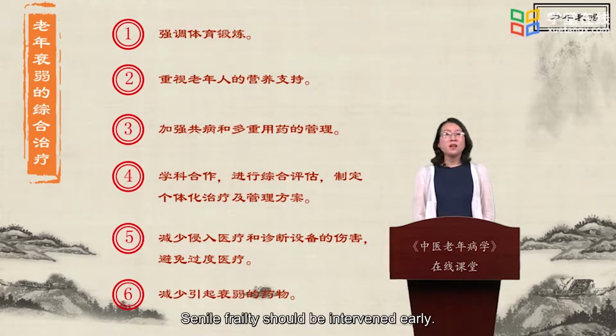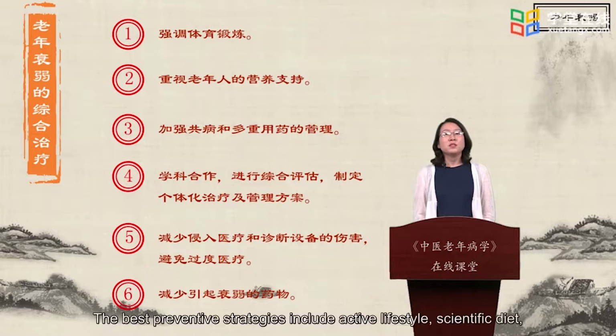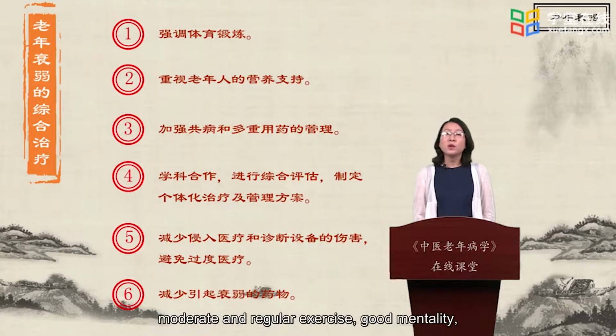Senile frailty should be intervened early. The best preventive strategies include an active lifestyle, scientific diet, moderate and regular exercise, good mentality, and effective management of chronic diseases and dementia.